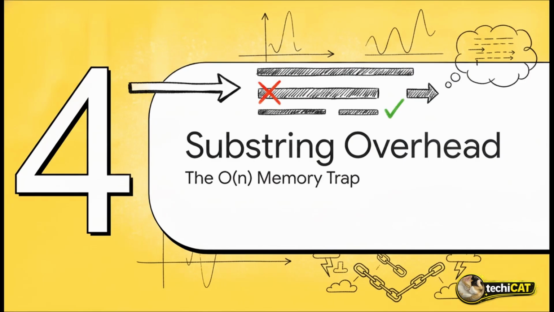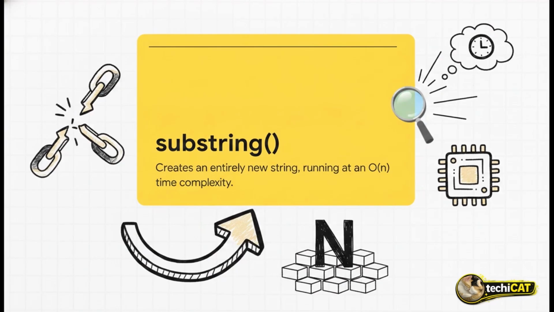Section 4. Substring overhead. The O(n) memory trap. The substring method is honestly super convenient for pulling a piece of text out of a larger string, but it comes with some heavy overhead. Remember immutability? Because strings can't be changed, extracting a substring forces Java to allocate new memory and copy those characters into an entirely new string object. That single operation runs at O(n) time complexity.